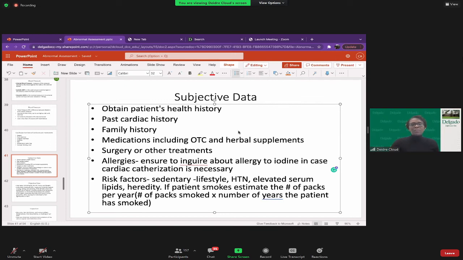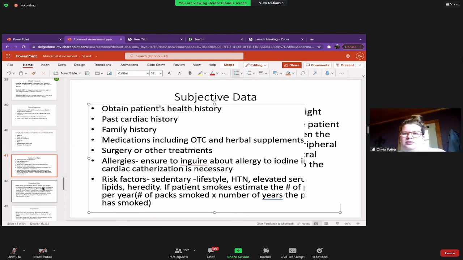And speaking of smoking, we always want to encourage them to stop smoking, right? We want to always, because it causes what? Vasodilation. And it causes respiratory issues. So you always have to try to encourage a patient to stop smoking.